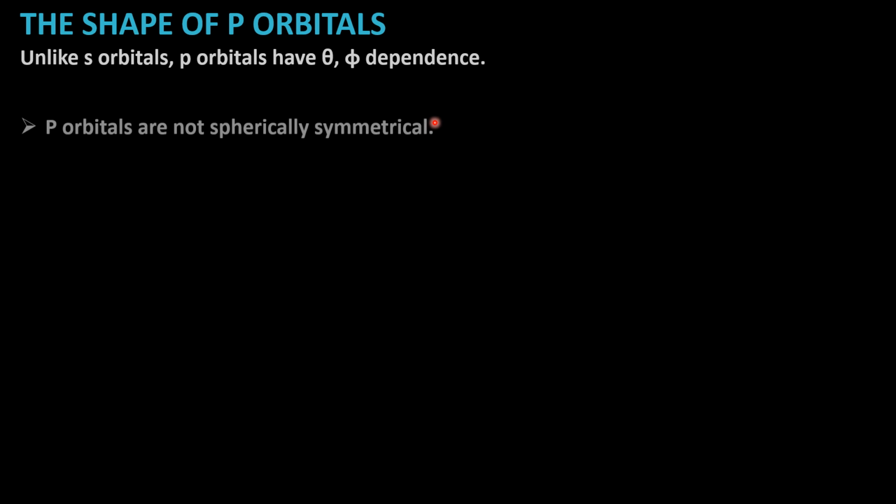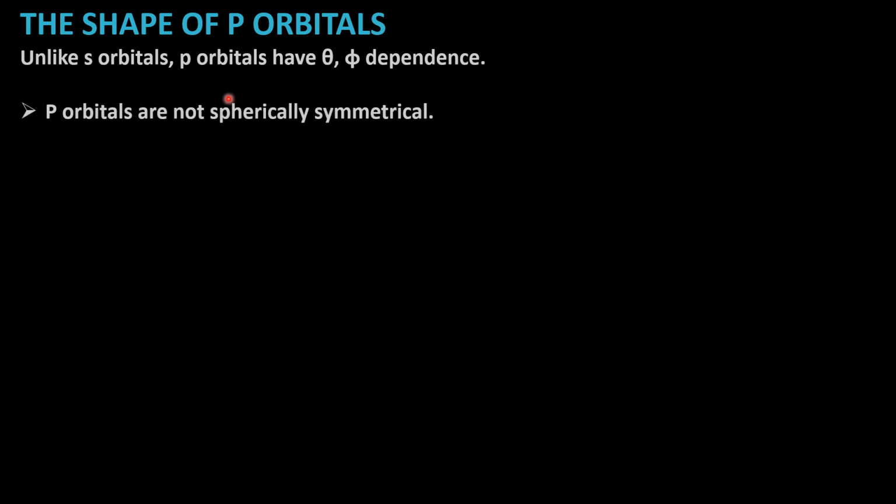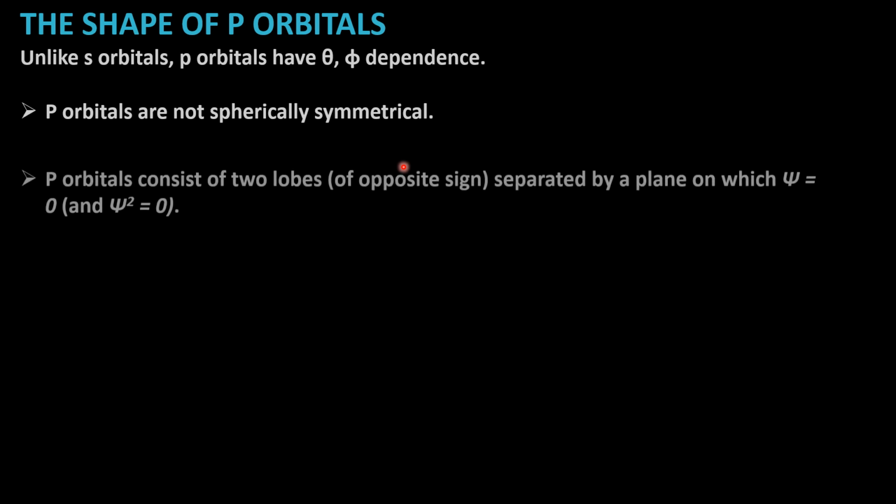So each one lies along the x, y and z axis, and all three p orbitals have different theta and phi dependence as well. So for the p orbitals, unlike s orbitals, there is a theta and phi dependence. So it also depends on the angles theta and phi along with the value of r. So the p orbitals are not only spherically symmetric, they also have angular dependence.